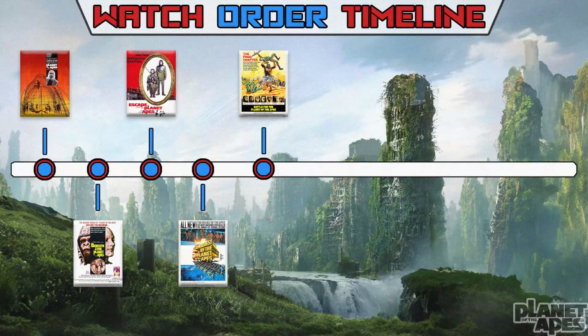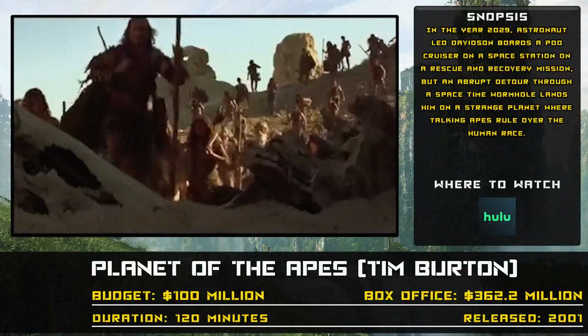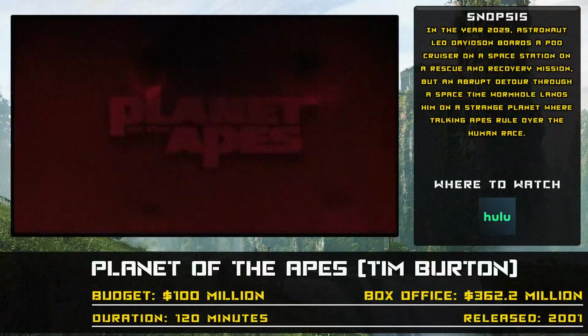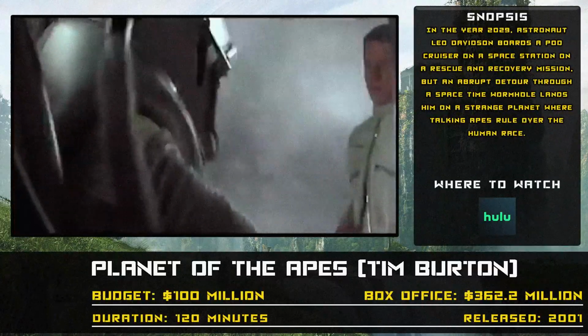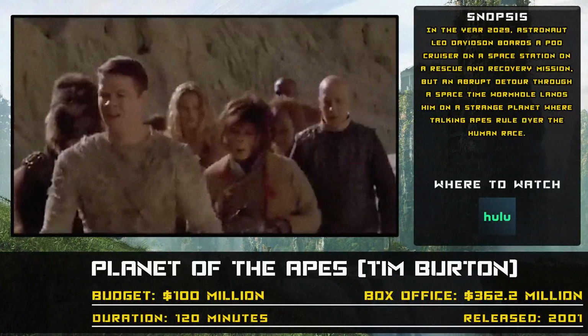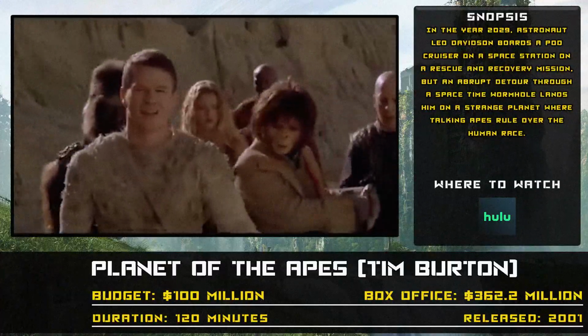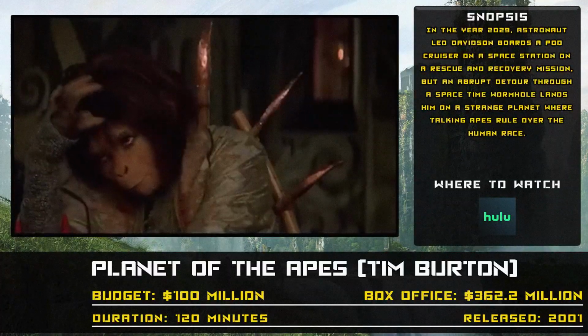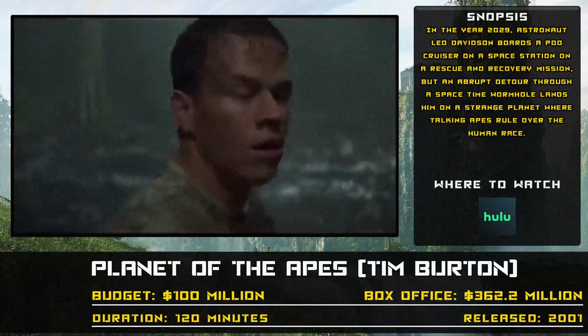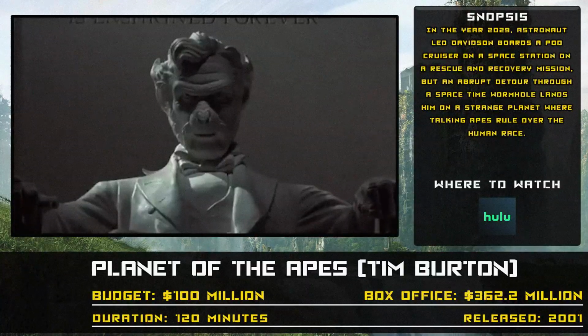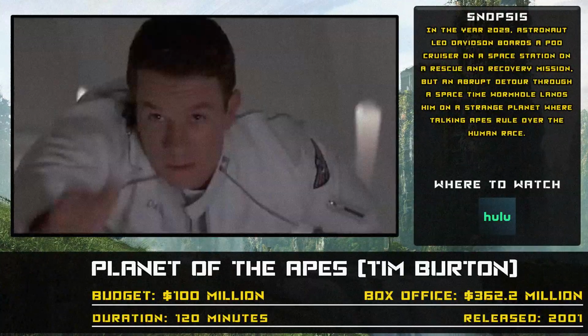Despite its universal hate, in 2001 we got a reboot of Planet of the Apes by Tim Burton. With similarities to the original story, we follow Leo Davidson, played by Mark Wahlberg, who crash landed onto a planet inhabited by intelligent apes. For as much flak as this movie gets, it has a really cool plot twist at the end, so watch it if you need it, skip it if you don't.